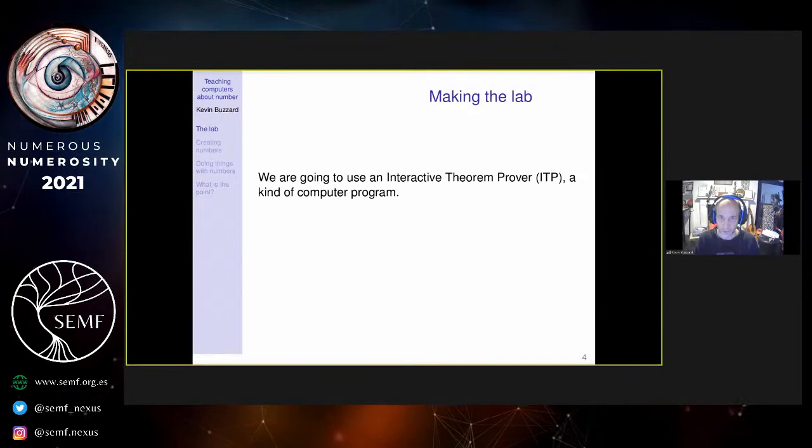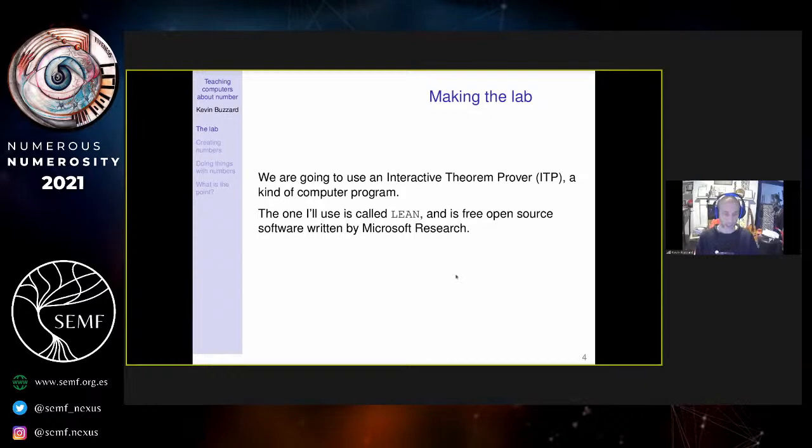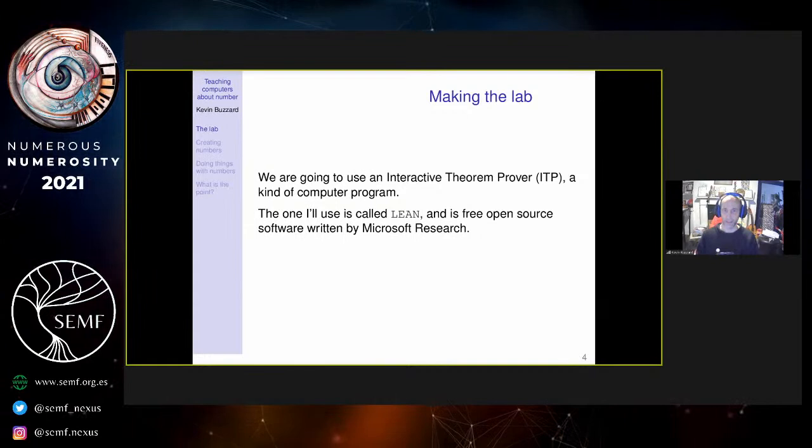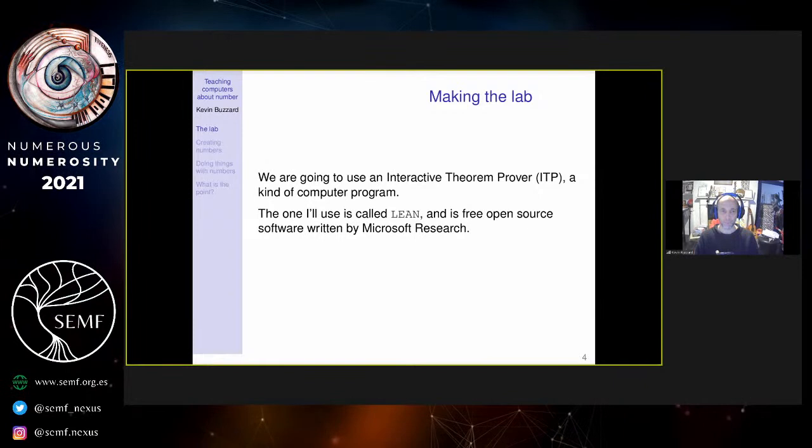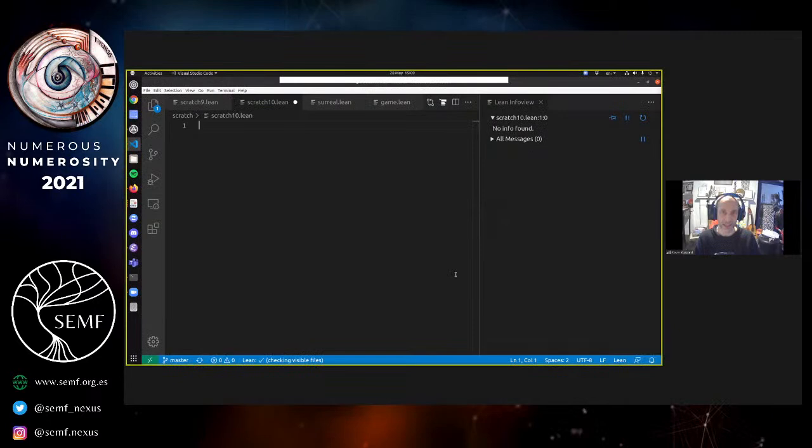So this is Lean. Let me switch. There's Lean, and I'm switching back. There you go. This is free open source software written by Microsoft. There are several other interactive theorem provers, and they tend all to be free open source software. And this is the place where we're going to grow these numbers. And this is our virtual lab.